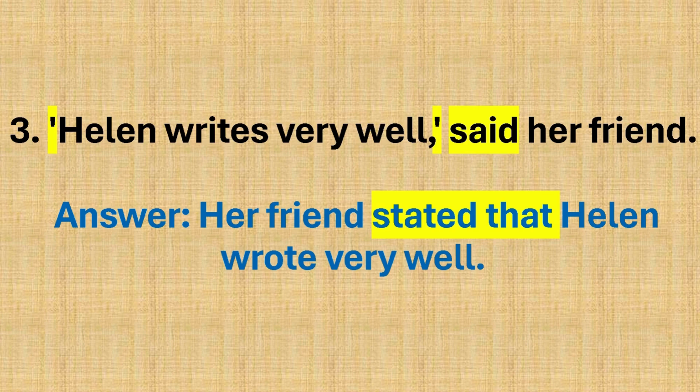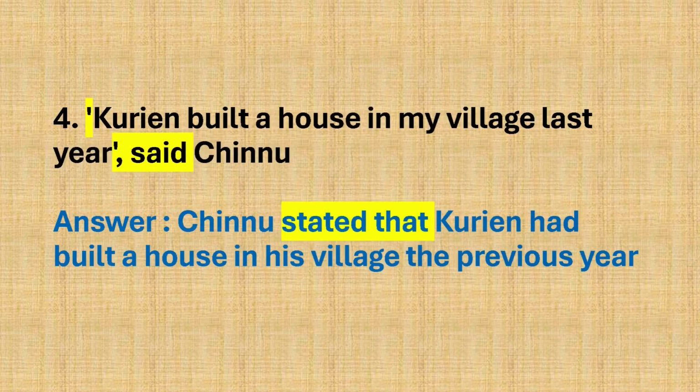Helen writes very well, said her friend. Answer: Her friend stated that Helen wrote very well. In this statement, tense shift: the simple present writes changes to the simple past wrote because the reporting verb said is in the past. Reporting verb choice: stated is used as a neutral reporting verb to indicate the expression of a fact. Pronoun retention: since Helen is a proper noun, it remains unchanged.